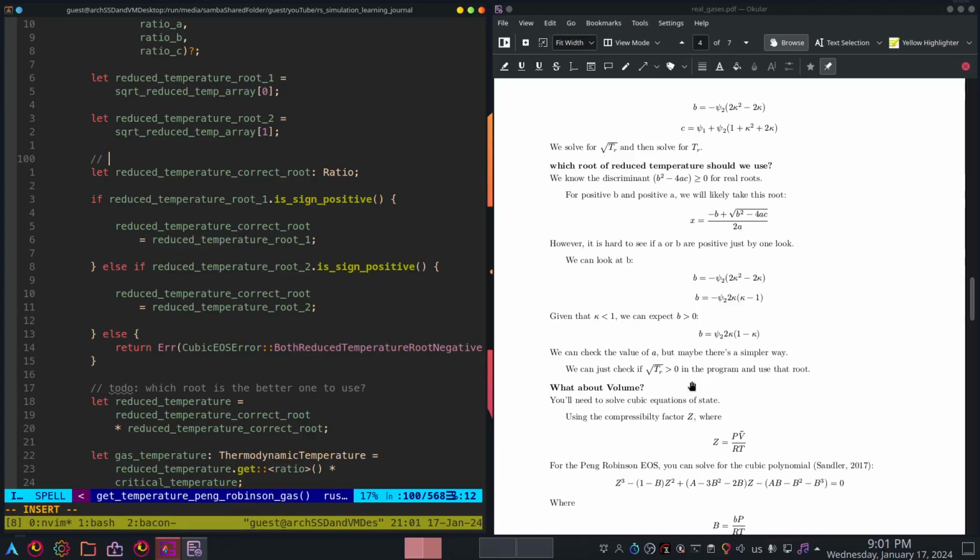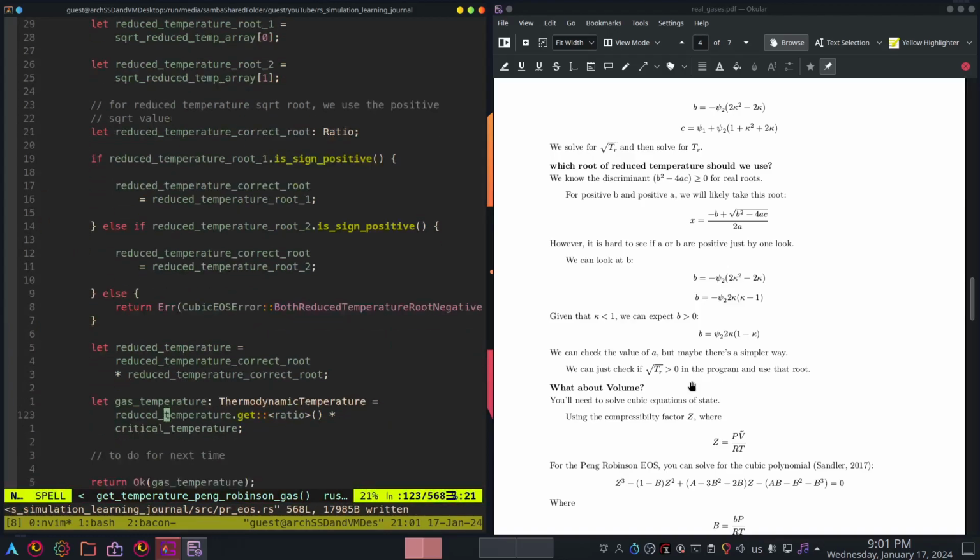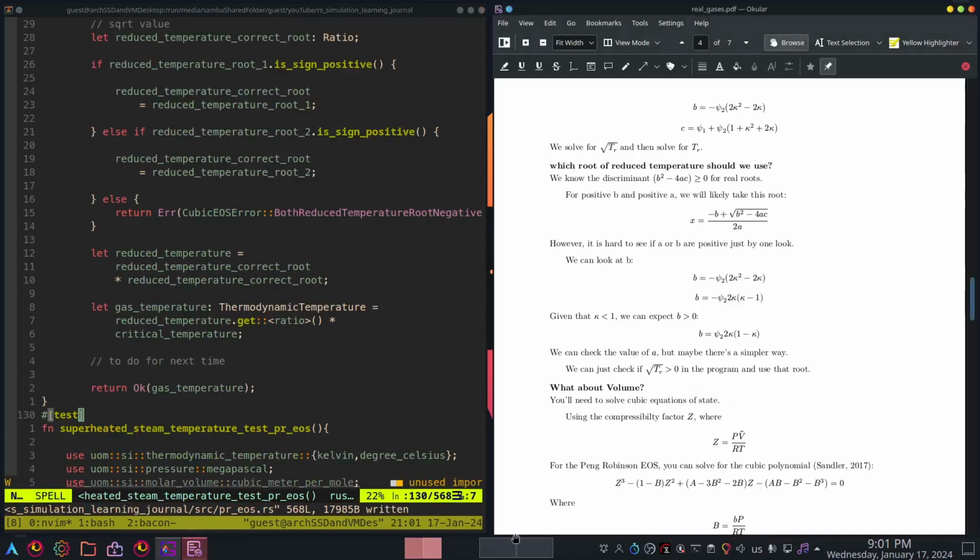So for reduced temperature square root, we use the positive square root value. That's what we are doing here. I'll delete this, and I think I'll call it a day for this video.